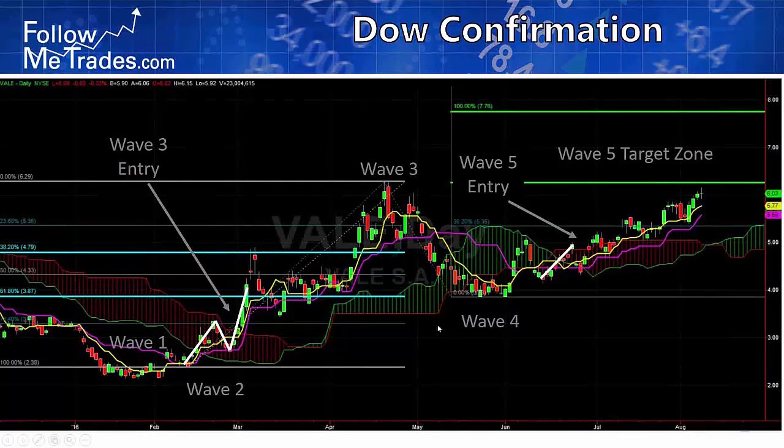Then the correction happened, wave 4, and then look for wave 5, same thing. Three systems agreed, hey, there's a great long here on Vail, right? Dow Theory, higher high, higher low, new high, right? We got wave 5 clearly defined here with Elliott Wave, and we just got the crossover and the cloud break with Ichimoku Cloud. Doesn't get much better than that.